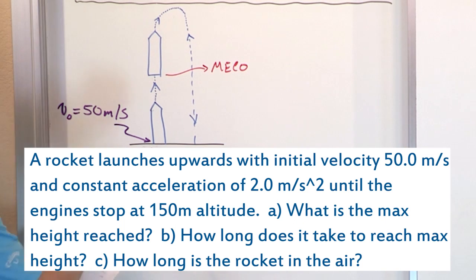It also tells us it goes upward with a constant acceleration of a equals 2. That's 2.0, but just for space, I'm going to put 2 meters per second squared. So that's the initial velocity and the initial acceleration here.